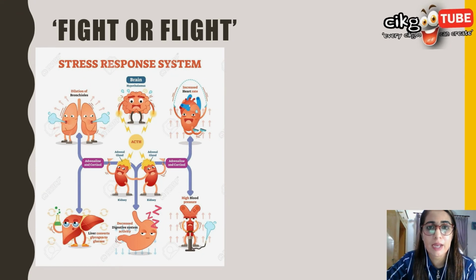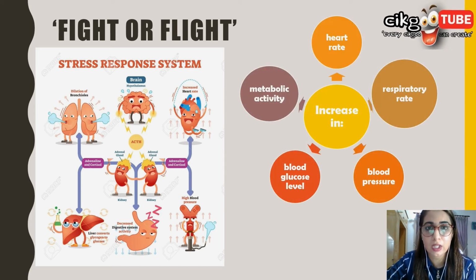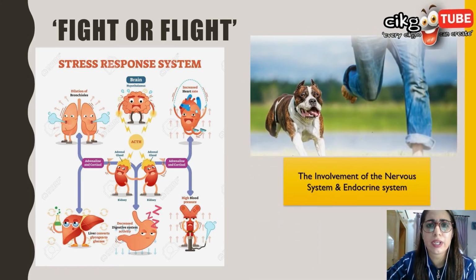Now, in an emergency or a fight or flight situation, the hypothalamus transmits nerve impulses directly to the adrenal medulla. The adrenal medulla cells are stimulated to secrete adrenaline and noradrenaline. These two hormones act quickly to produce the required responses in a fight or flight situation. This includes an increase in heart rate, respiratory rate, blood pressure, blood glucose level, and also metabolic activity. Now, the question here is, how is this related to the nervous system?